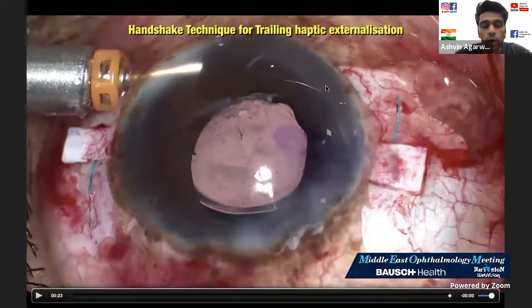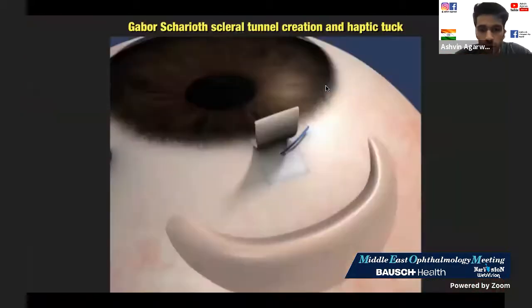And that is what leads to dislocation. And I'll show you one of those complications as well in one of my cases. Actually, just one case I'll show you after this.